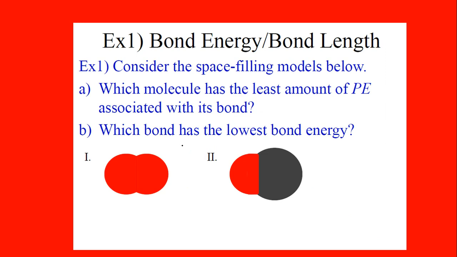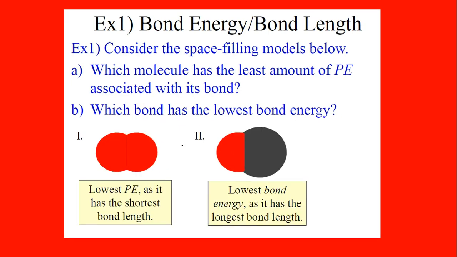So this is another model you might have to take a look at, and these are called space filling models. Again, it's just showing it in different terms. So we have which molecule has the least amount of potential energy associated with its bond, and which bond has the lowest bond energy. So you're thinking about size, because we know in this case size does matter.